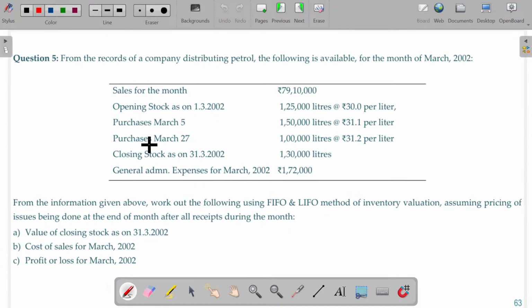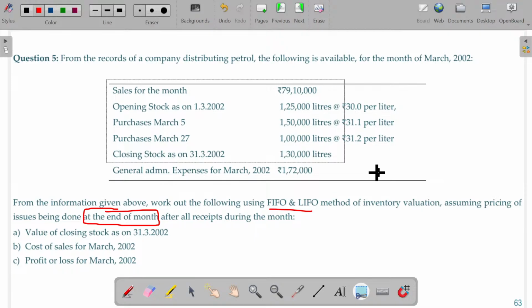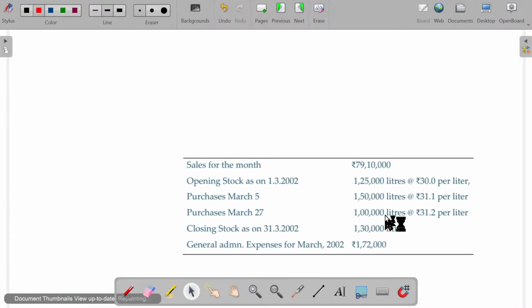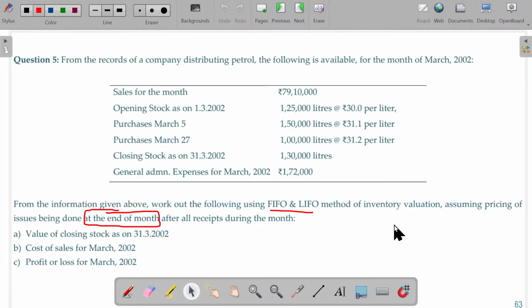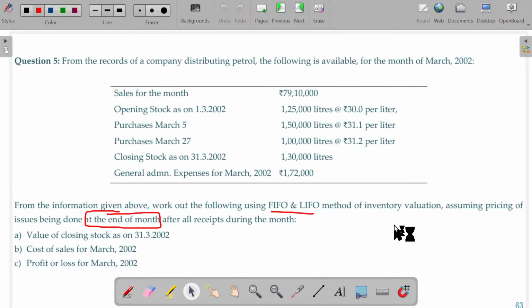Question number 5. From the information given above, work out the following using FIFO and LIFO of inventory valuation, assuming pricing of issues is done at the end of the month. At the end of the month. Is that okay? Let's see. In this case, how will I work out? I am going to follow the FIFO method.